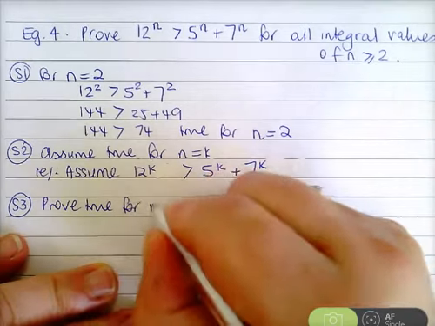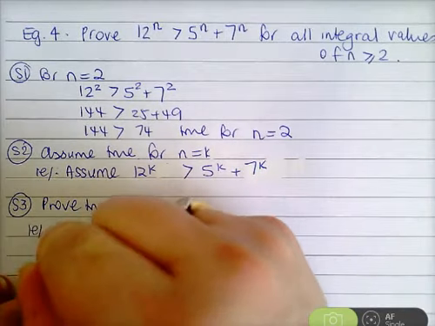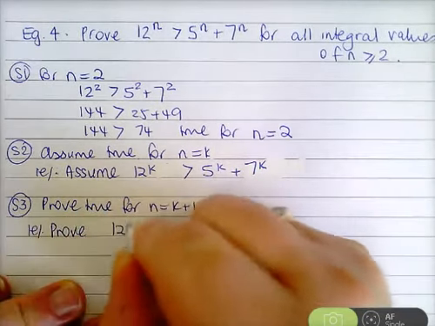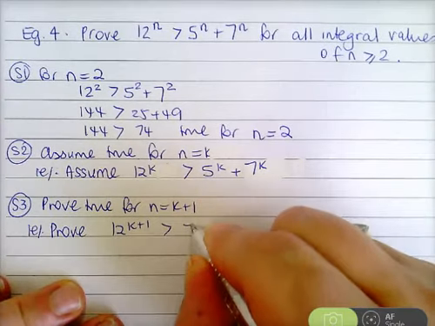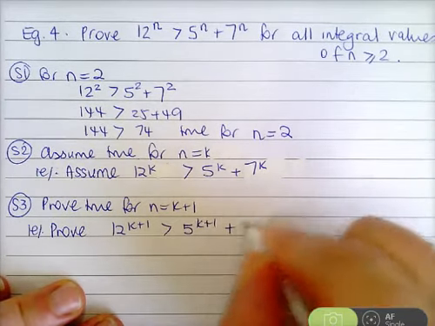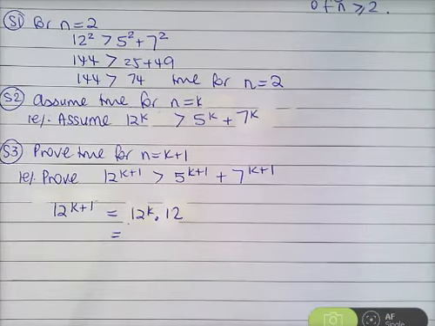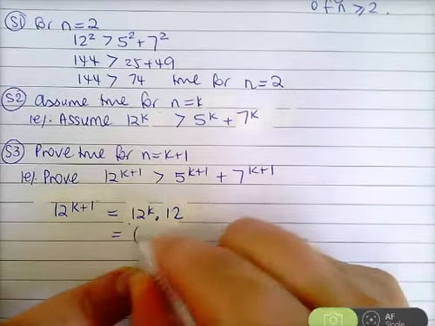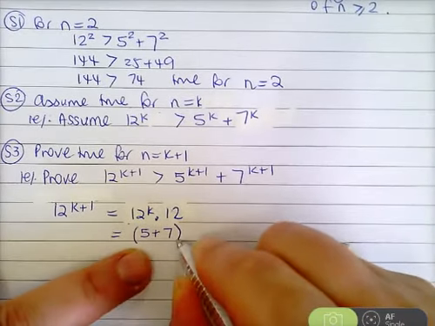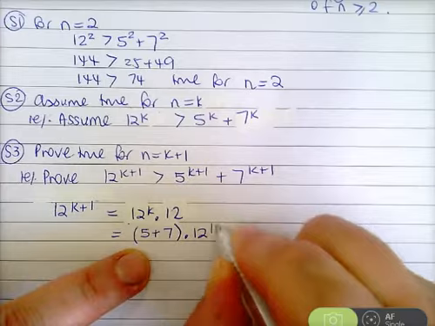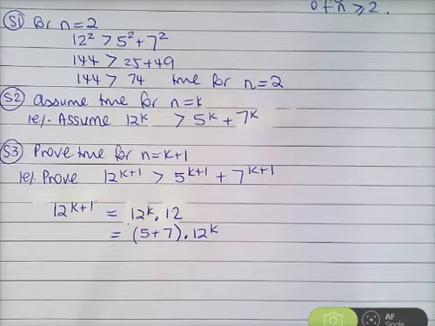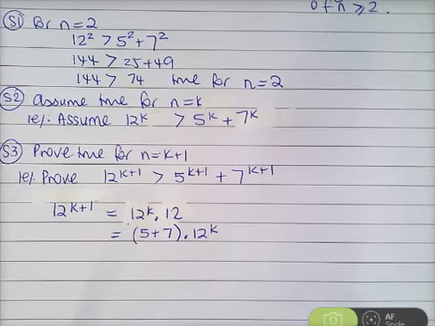Prove true for n equals k plus 1. That is, you're trying to prove that 12 to the power of k plus 1 is greater than 5 to the power of k plus 1 plus 7 to the power of k plus 1. I would leave it like that. 12 to the power of k plus 1 is 12 to the k times 12. Now break up the normal 12, not the 12 to the k. Normal 12 is 5 plus 7, times 12 to the power of k. Are we okay with that?